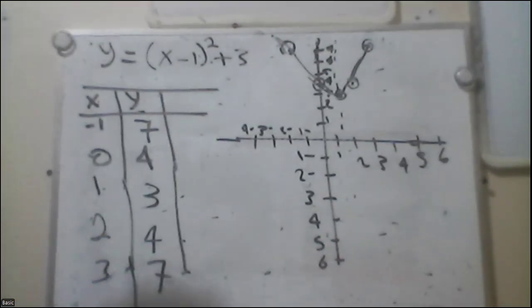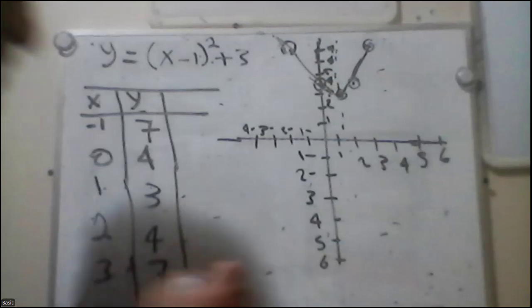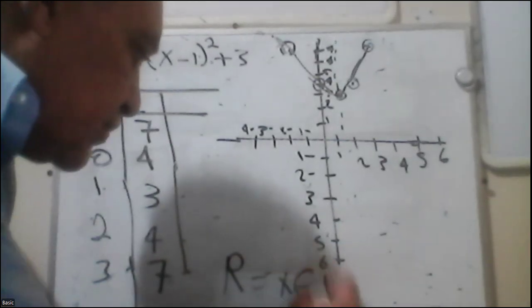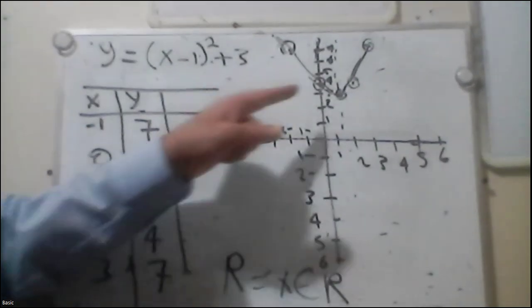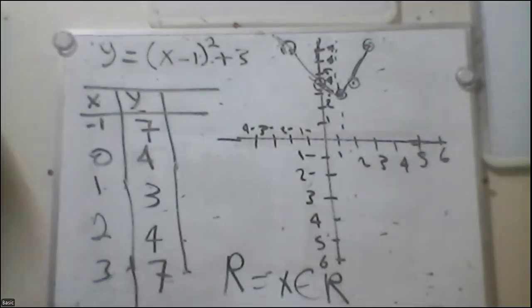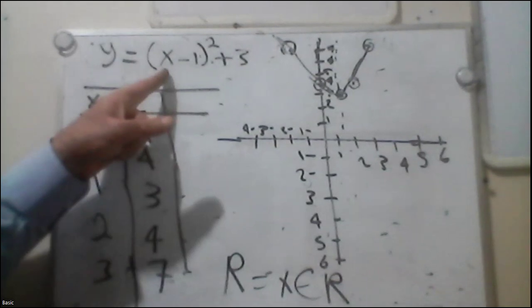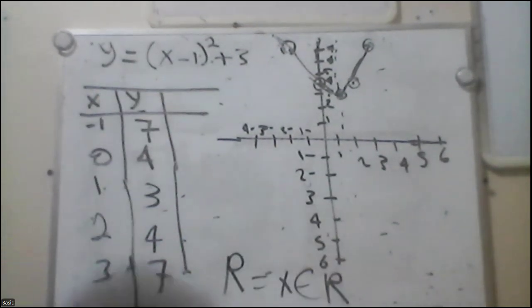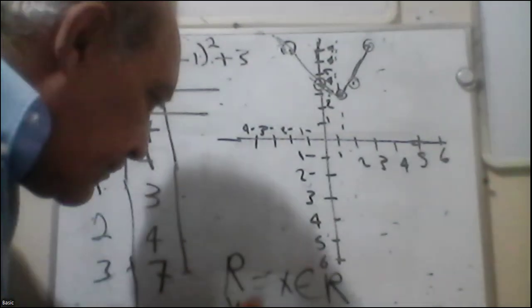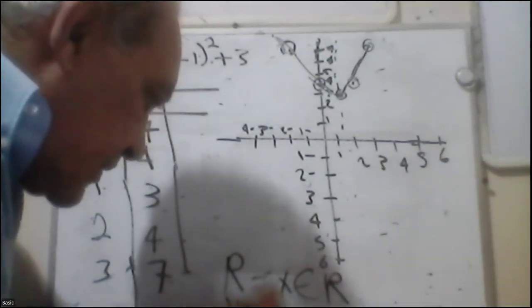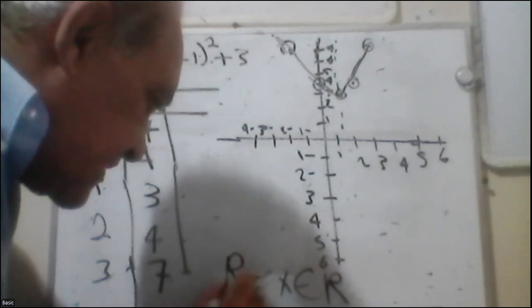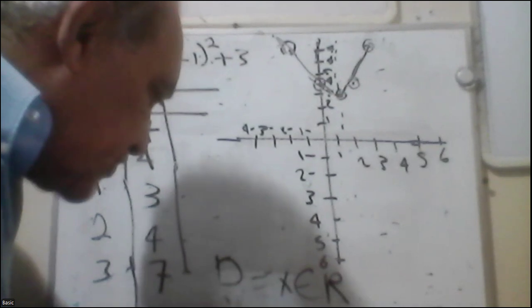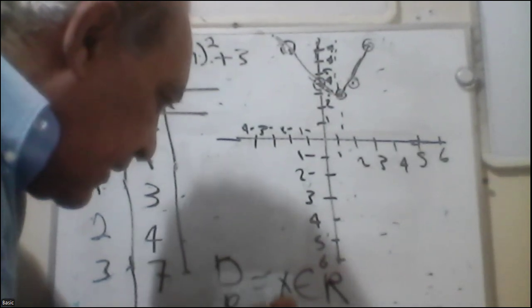But the range now, if I want to put the range: x belongs to any real number, all the real numbers. That's true. We don't have a condition here. x can take all the numbers, while y, the range, this is the domain of x, the range of y.